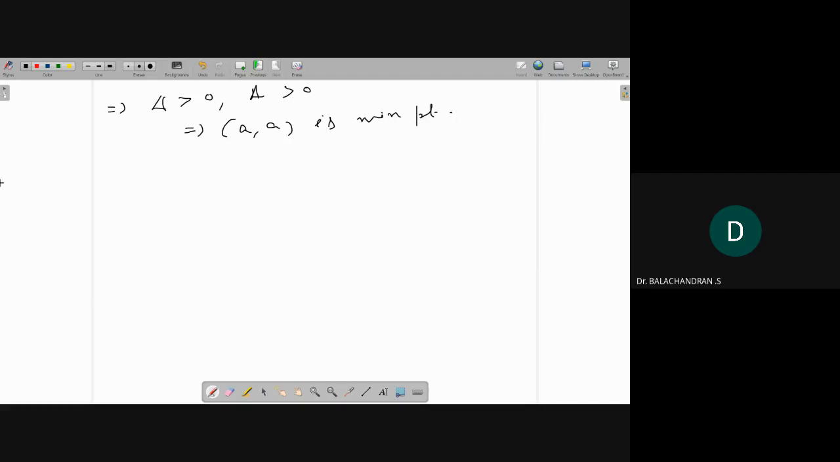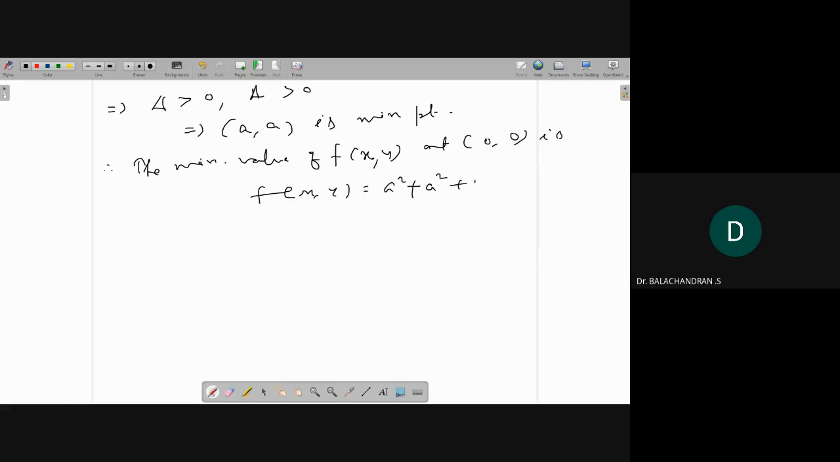And therefore the minimum value of f of x comma y at a comma a is f of x comma y equal to a square plus a square plus a square equal to 3a square.